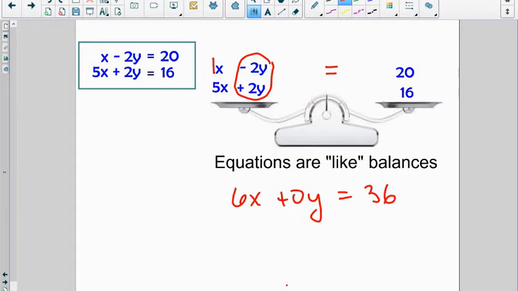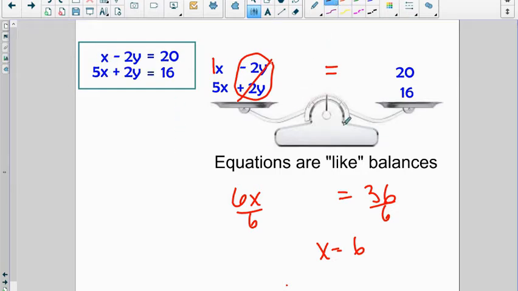Now, when we did this, we actually eliminated one of the variables, the one that had a coefficient of 0. So we don't really even need 0y there. When we combined our like terms, we get this equation that only has one variable in it. We just have an x. And if we only have one variable, we can solve for that variable, and we get x equals 6. Now, we would then have to take this value of x equals 6 and substitute it back into either one of these equations and use that to solve for y.